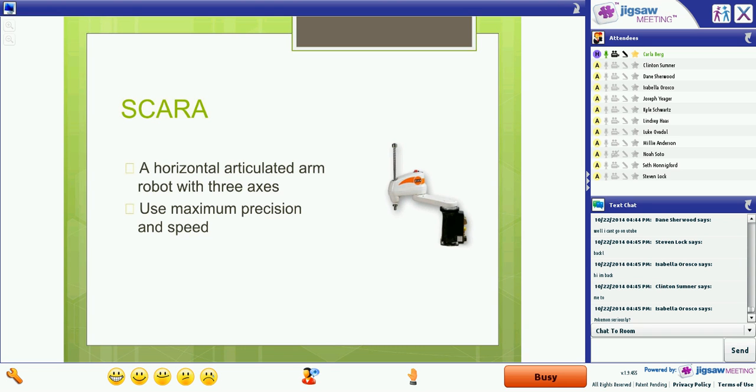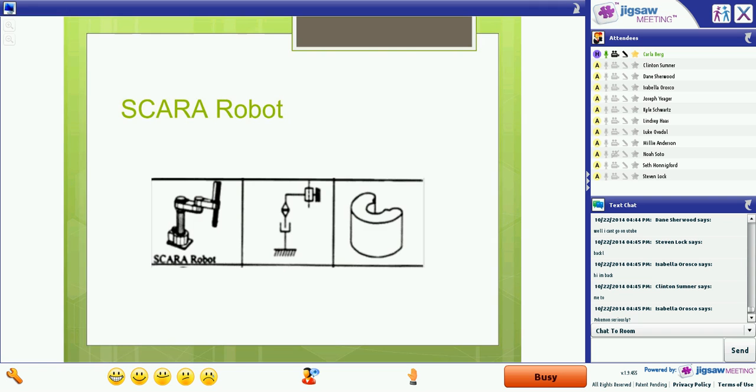The next type of mechanism is a SCARA. SCARA is a horizontal articulated arm that's shown in the picture with 3 axes, so it can move at 3 points. Its main use is for maximum precision and speed. This is the movement of a SCARA robot and the diagrams.